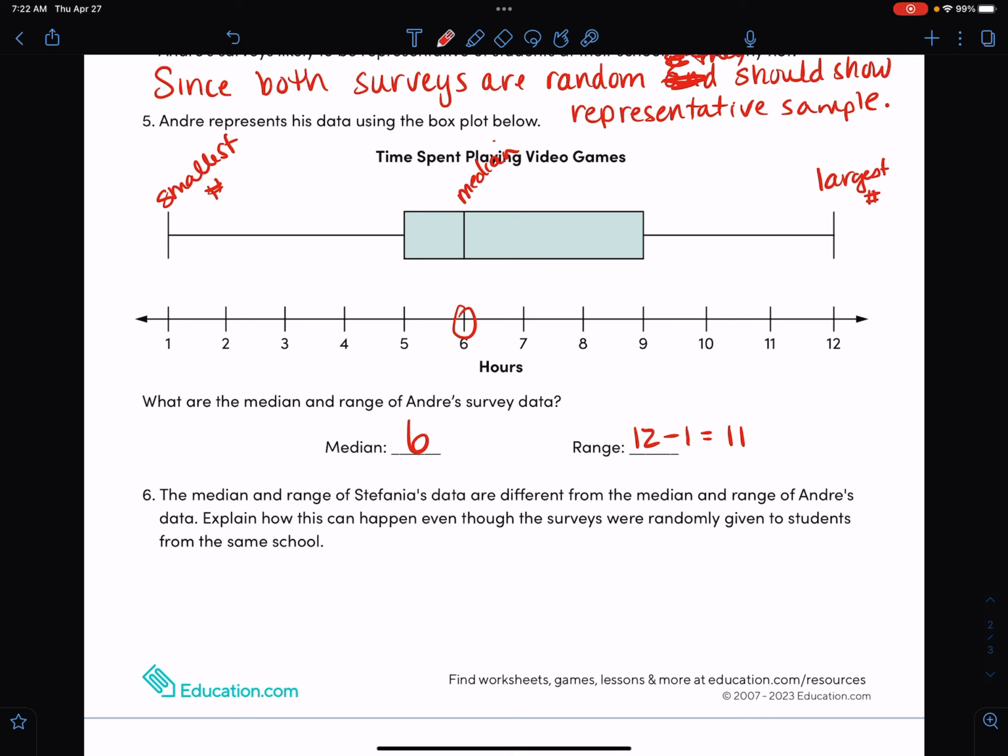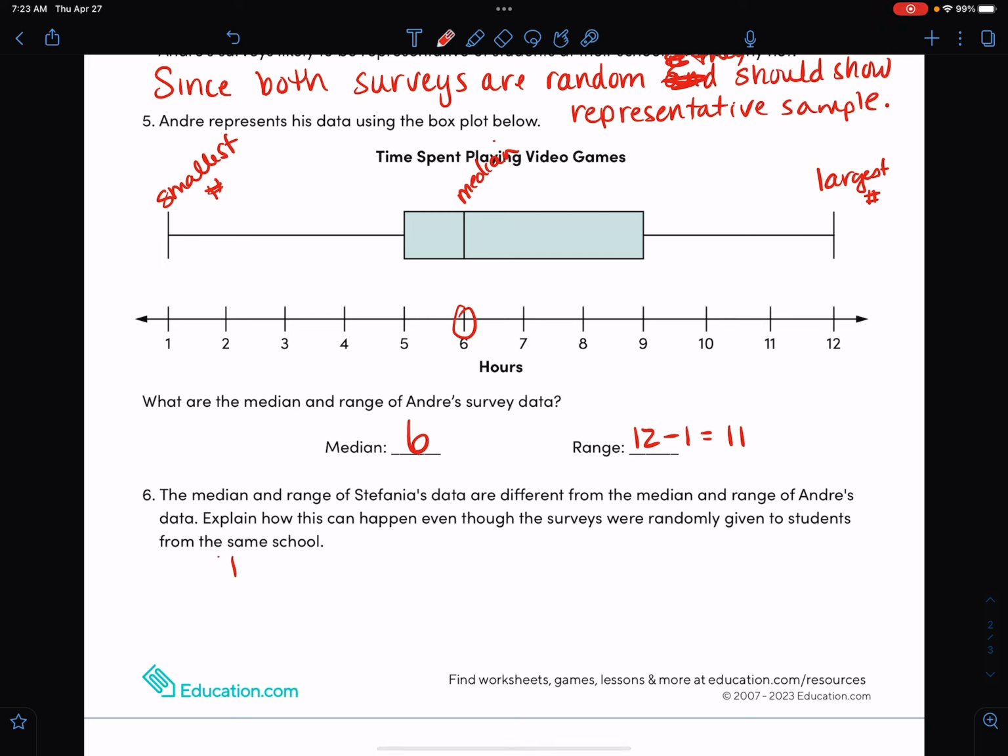So they now want us to kind of infer and understand some things about this. The median and the range of Stefania's data are different from the median and range of Andre's data. Explain how this can happen, even though the surveys were randomly given to students from the same school. Well, I know that during school, we did some examples of spinning a spinner. And in theory, the theoretical probability would be that it happens a certain way. But when you perform the experiment, it's not always going to match perfectly. To make it match better, you need to take a bigger sample of the data subjects.